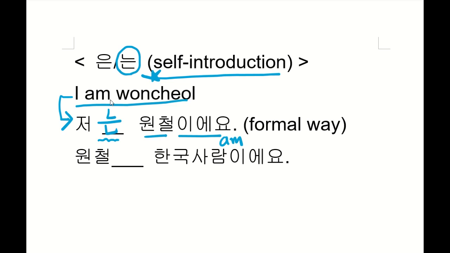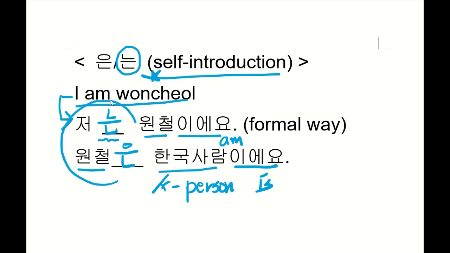This one is like am, the be verb. And 원철은 한국 사람이에요. 원철 is a Korean person. Korean person. 이에요. Is. Okay. Once again, don't worry about the verb. We're going to deal with that later. Today we focus on the particle here. So 저는, 원철은. 은는 is used because it's about self-introduction.